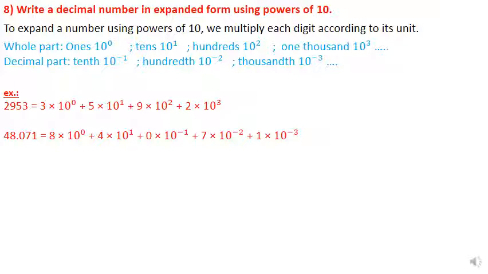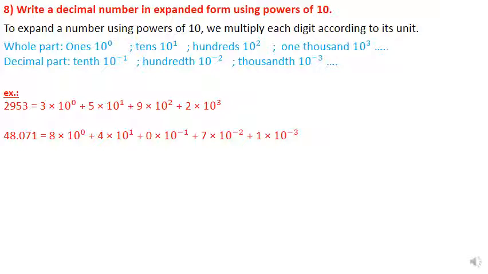Now writing a decimal number in expanded form using powers of 10. So to expand a number, we need to use the powers of 10. If it's in the whole part, we start with the ones, 10 to the power 0, tens 10 to the power 1, hundreds 10 to the power 2, and so on. In the decimal part, you know that the decimal part starts with the tenths, which is 10 to the power minus 1. The hundredths is 10 to the power minus 2, and so on.